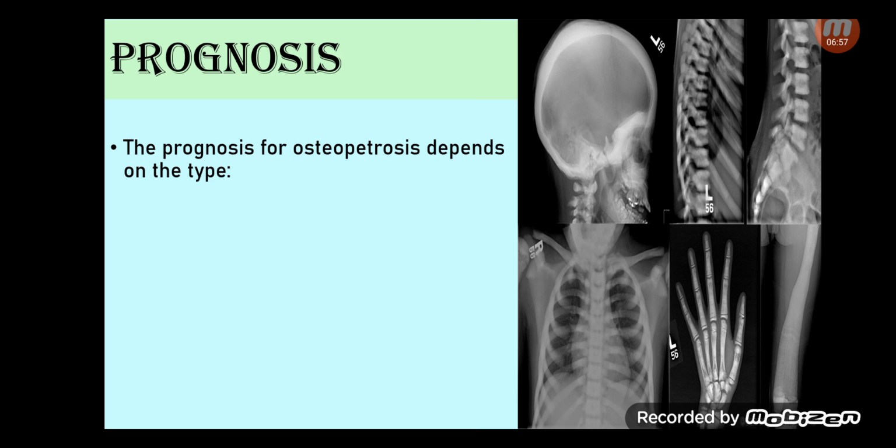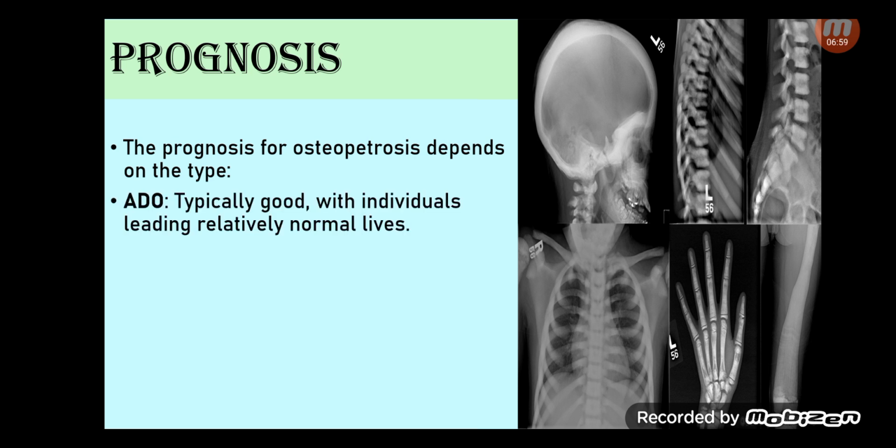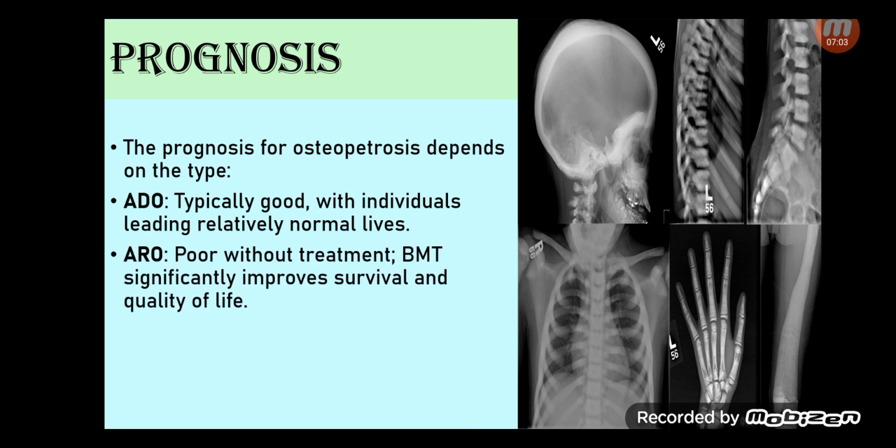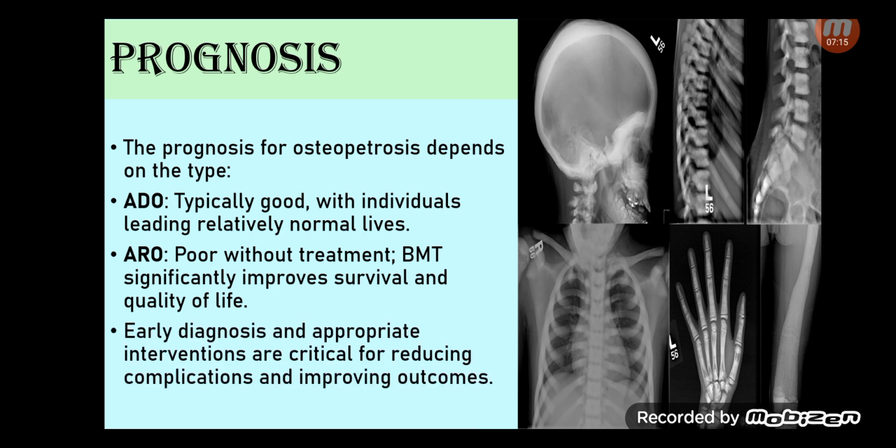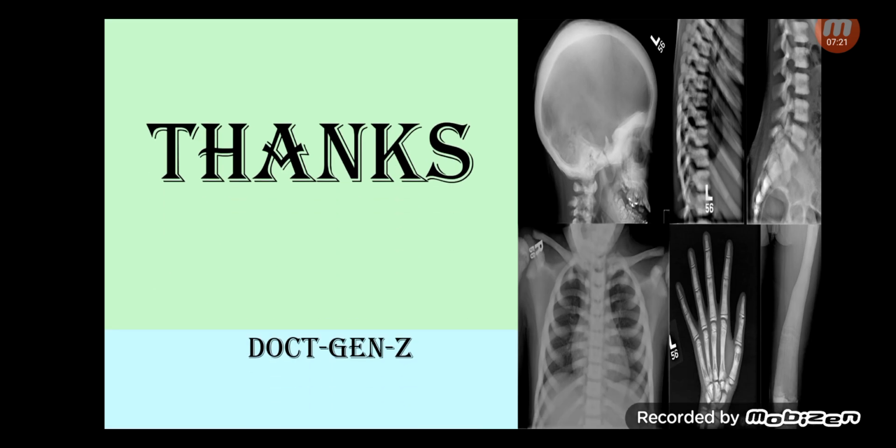The prognosis for osteopetrosis depends on the type. The ADO type is typically good with individuals leading relatively normal life. Then we have autosomal recessive osteopetrosis that is poor without treatment, and it significantly improves quality of life with bone marrow transplant. Early diagnosis and appropriate interventions are critical for reducing complications and improving outcomes.